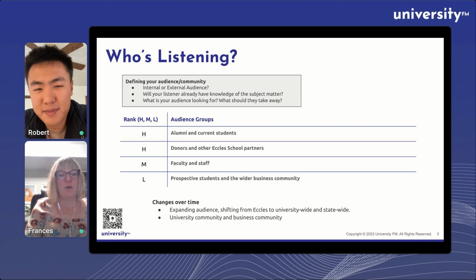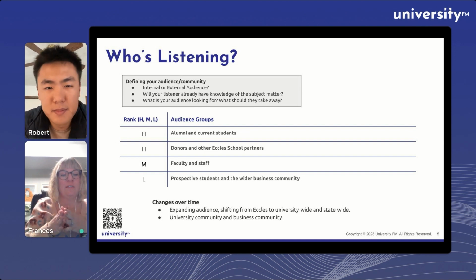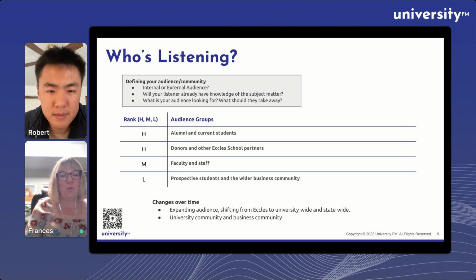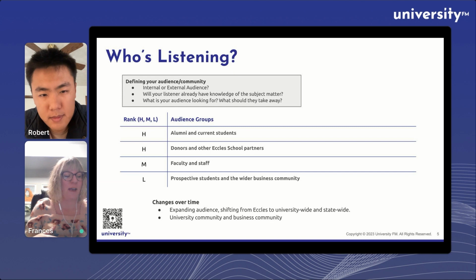Yeah, absolutely. So, as I mentioned before, I'm in the Alumni Relations and Development Office. So our focus is on the alumni base of the Eccles School, which is around 40,000 alums, and also donors to the business school. So that's really who we targeted as our key audiences. And part of how we determined our audience was also by defining some goals that we had for the podcast.